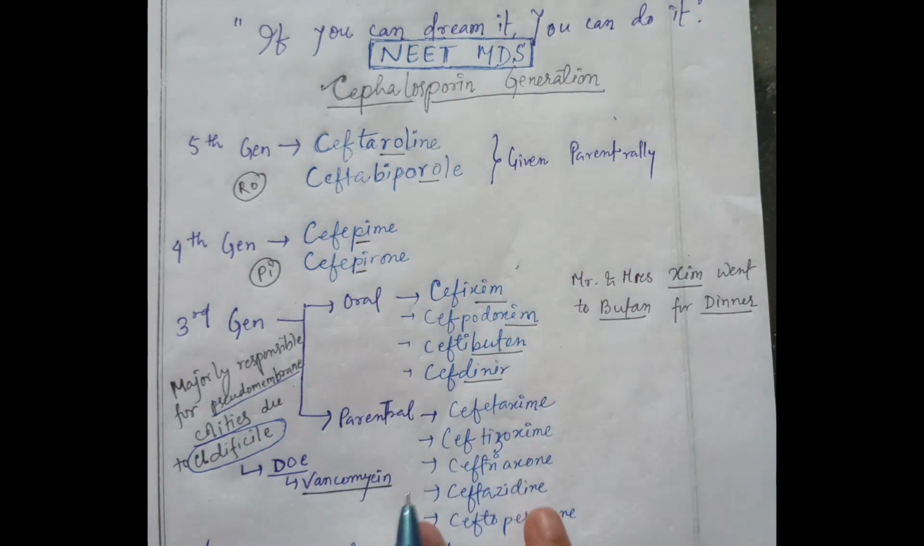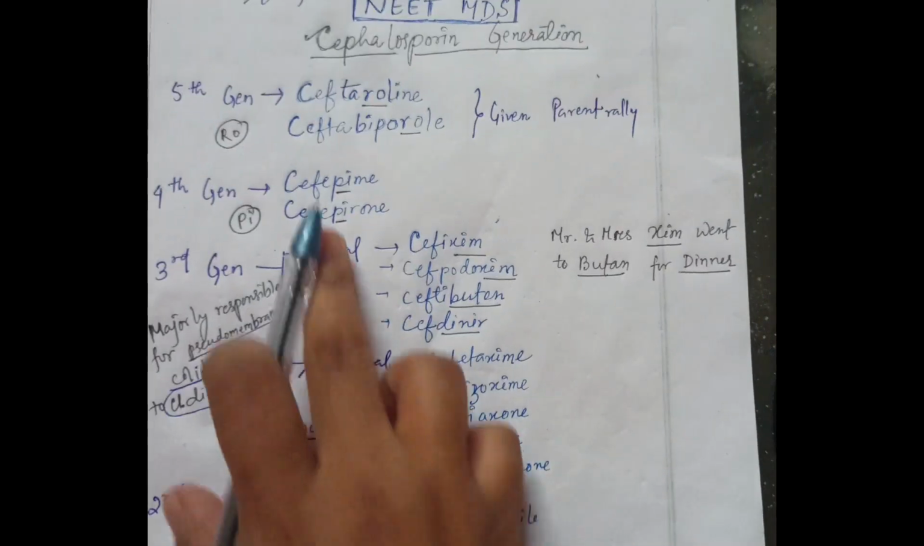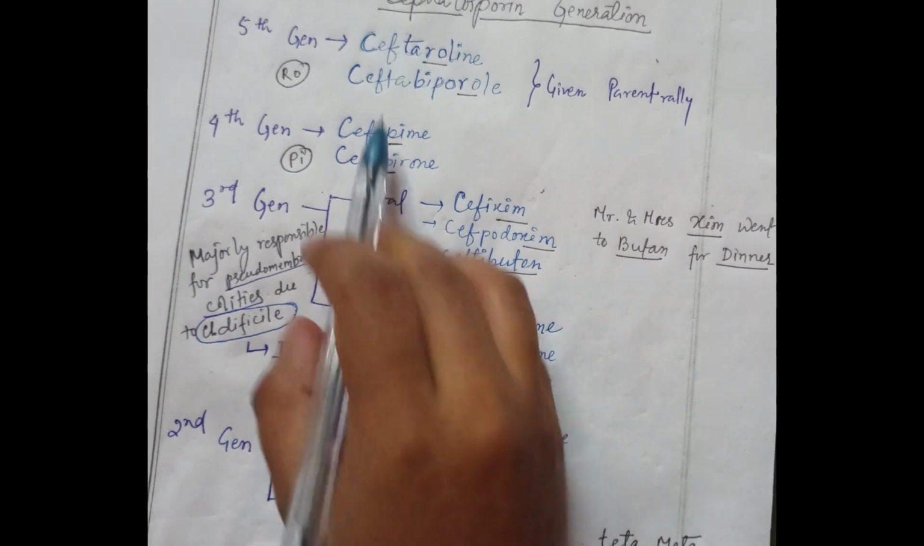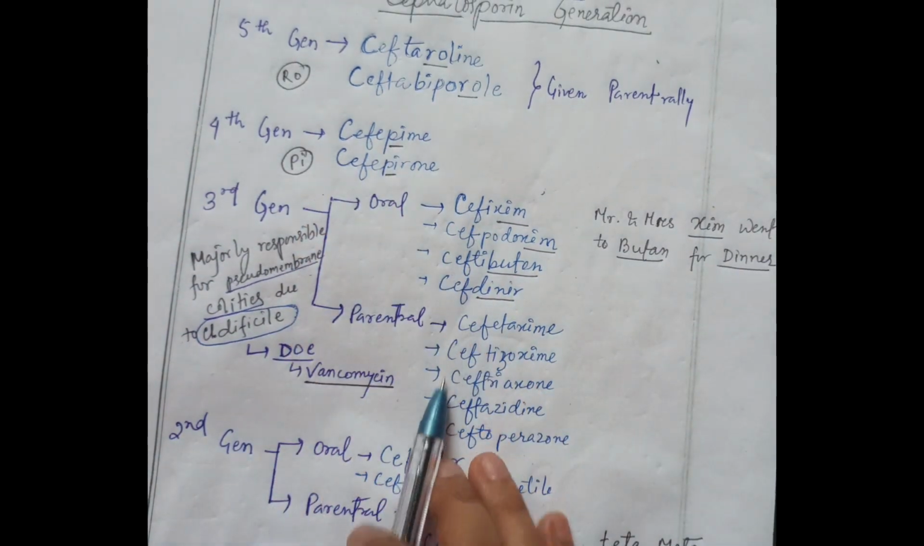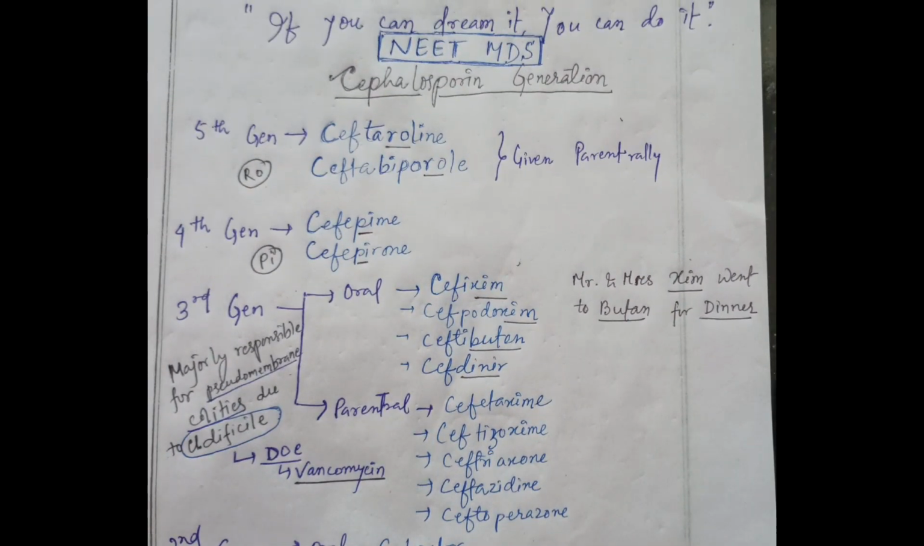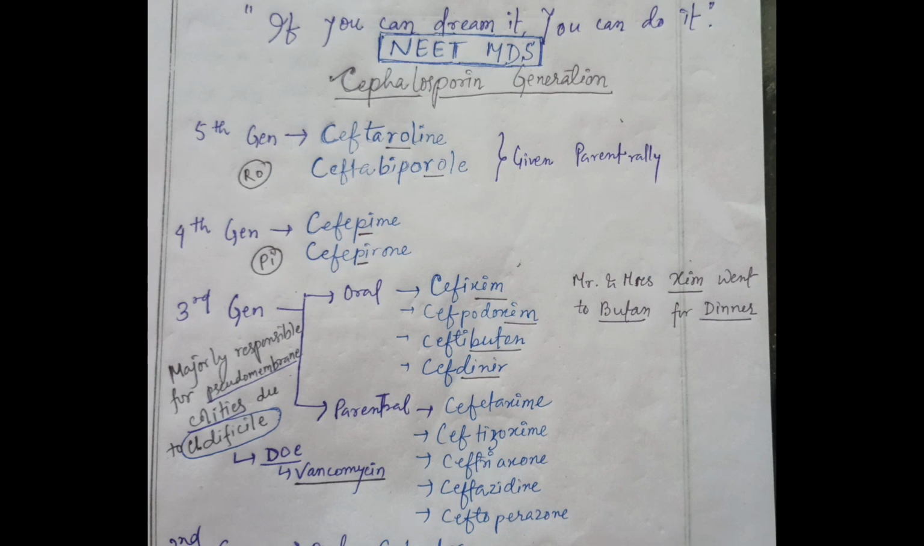So there are 5 generations of cephalosporins. In every generation you will see "cef", so it will be difficult for everyone to remember. Today I will tell you very simple tricks on how to remember the generations of cephalosporin.